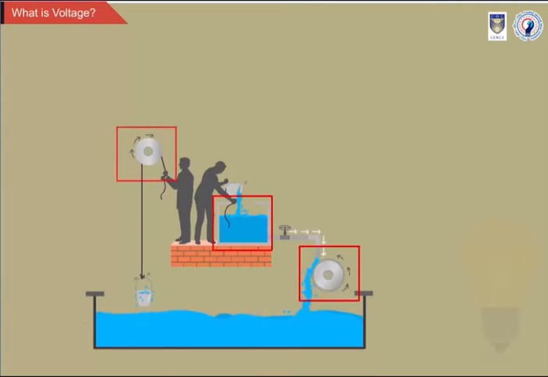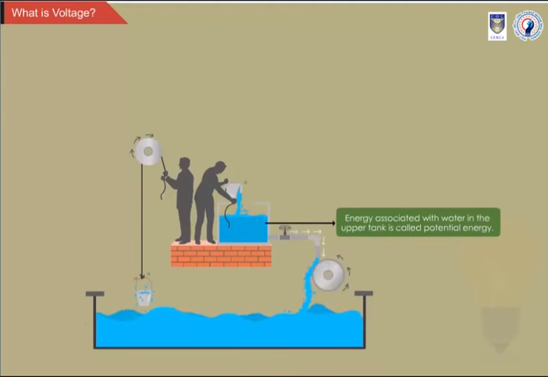Now, if a person draws water from the lower tank and keeps pouring it back into the upper tank, the wheel will turn continuously. If the person stops working, the tank will become empty after some time and the wheel will stop turning. Water falling on the wheel makes the wheel turn because there is energy in the water stored in the upper tank. The energy associated with water in the upper tank is called potential energy.